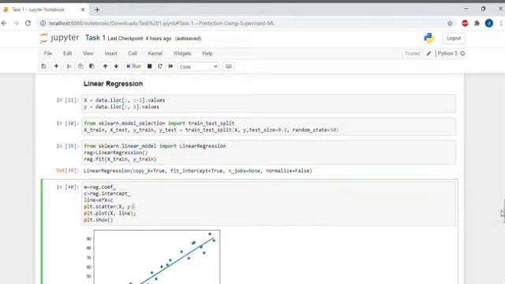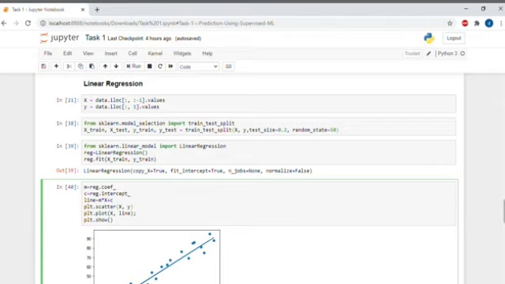So here is the model which we are using. This is the linear regression model. In this we are first dividing the data into train and test data sets. So 80% of the data is in the train data set and 20% is in the test data set.